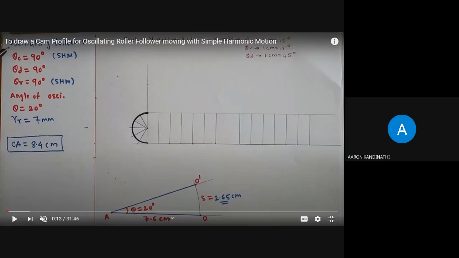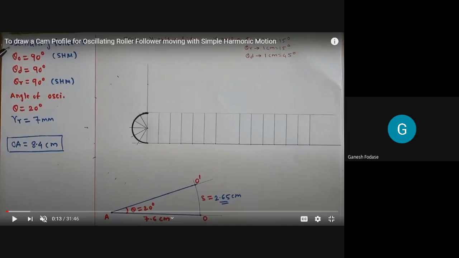So we have to take the arm length, 8.4. Then we have to take the angle, 20 degree. And whatever is the arc length, that is the stroke length. Very good. So basically, we just need to take arm length. In this case, it is 8.4 centimeter or whatever distance it is.